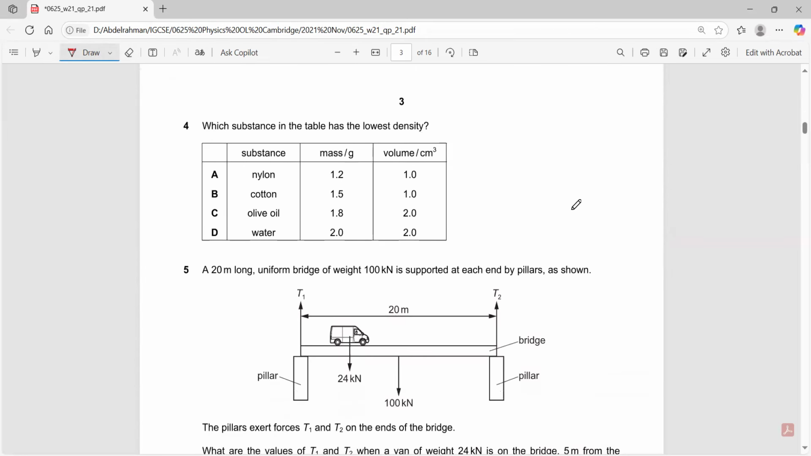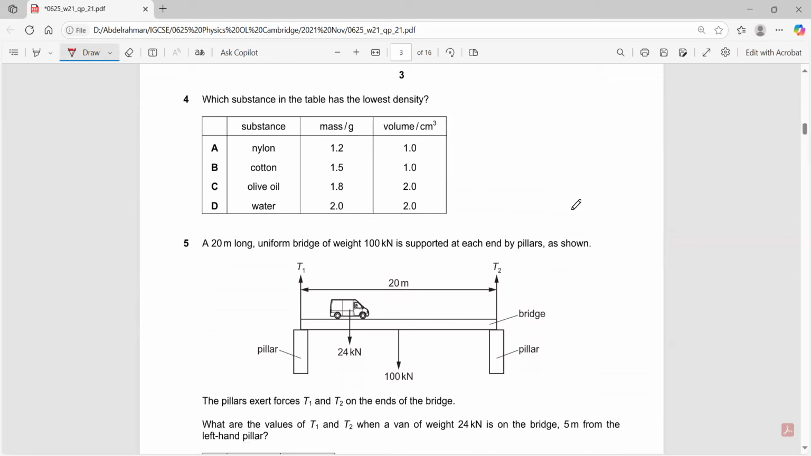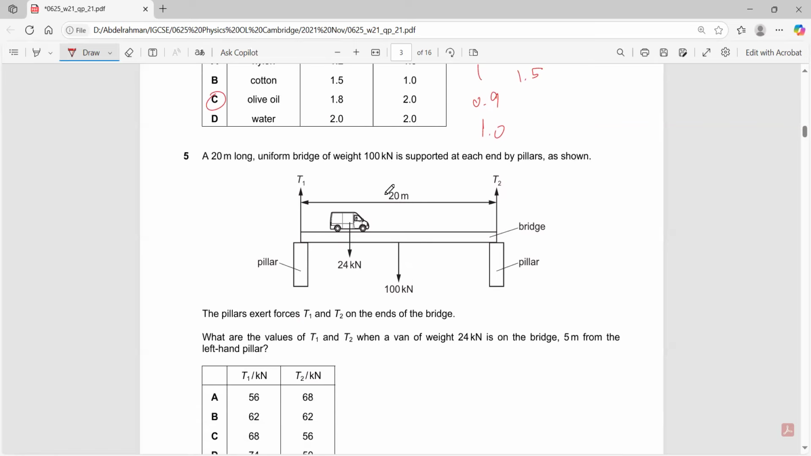Which substance has the lowest density? Can I find the lowest density? Yes, density equals mass over volume, 1.2 over 1. Okay, 1.2 over 1. 1.5 over 1, so this is 1.2, the other one is 1.5, 1.8 divided by 2, which is 0.9, and the last one is 1.0, so the least density is 0.9, C, yes.